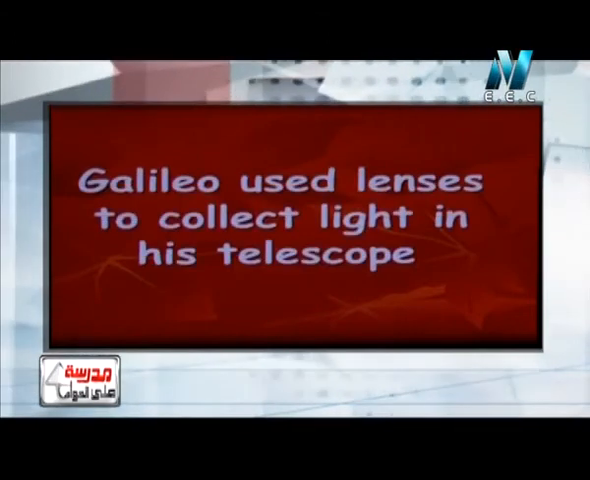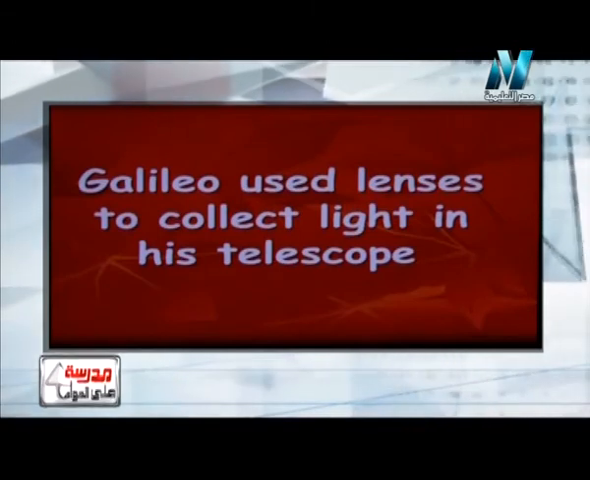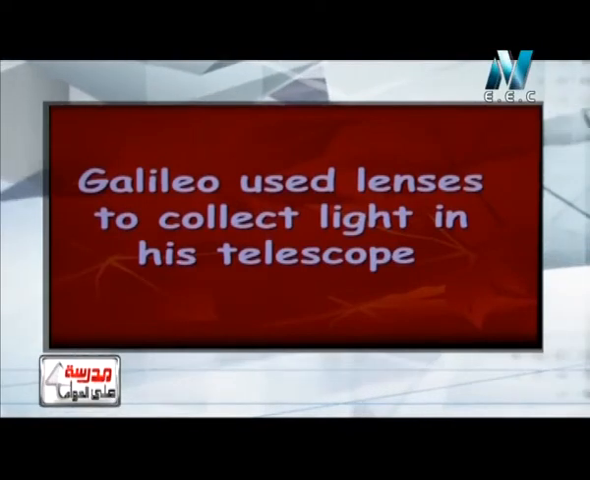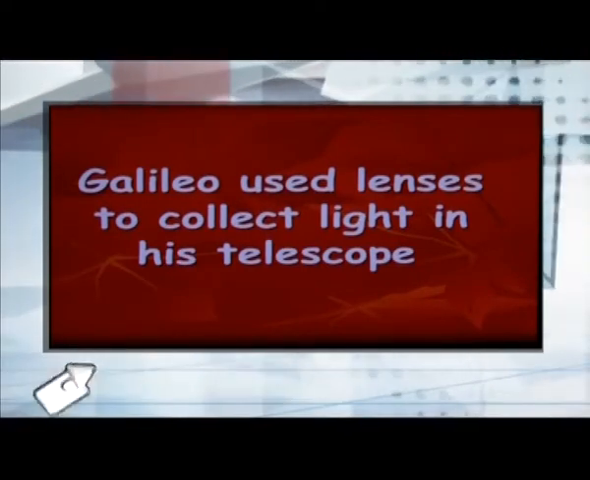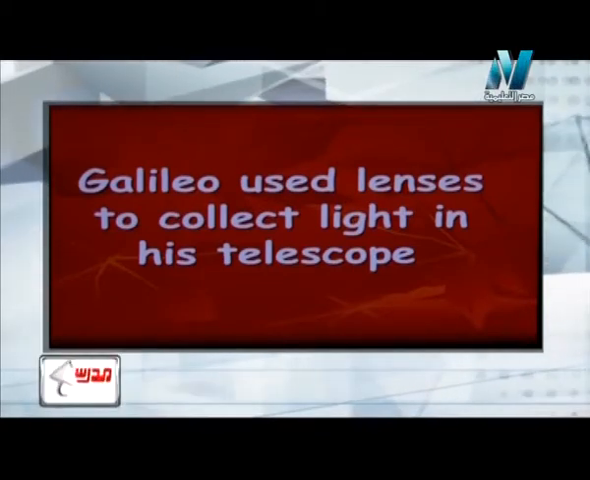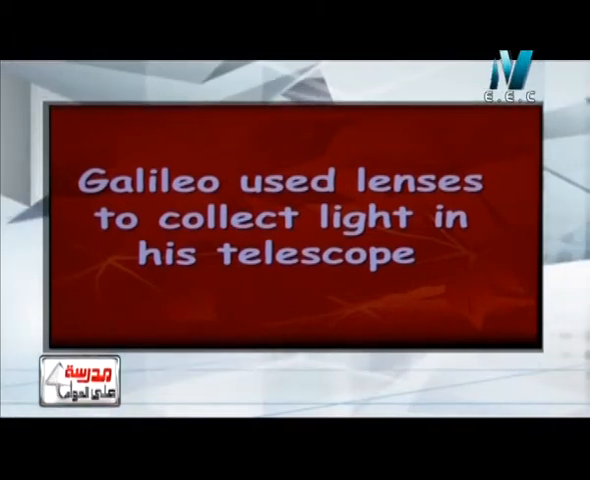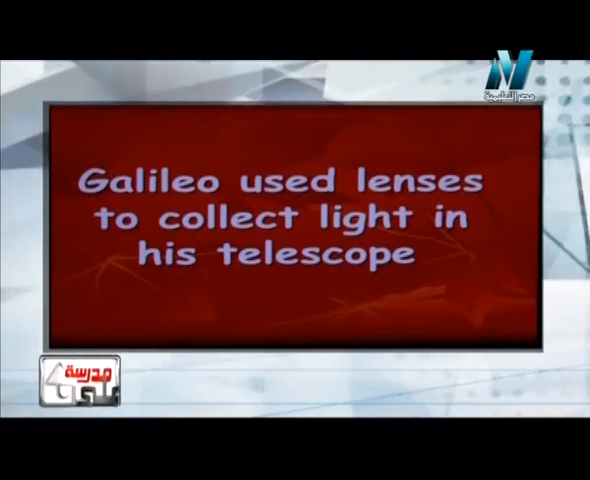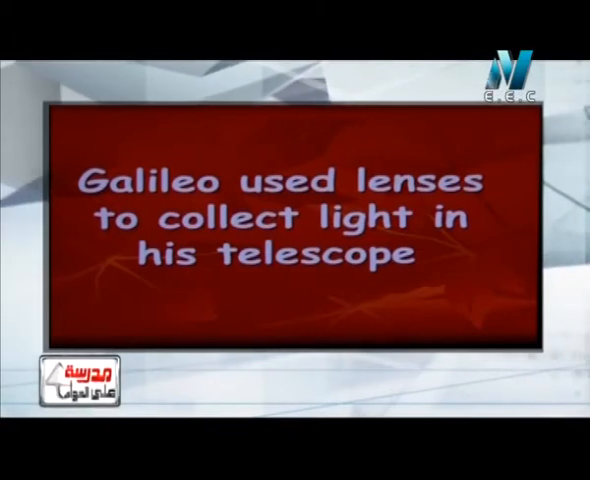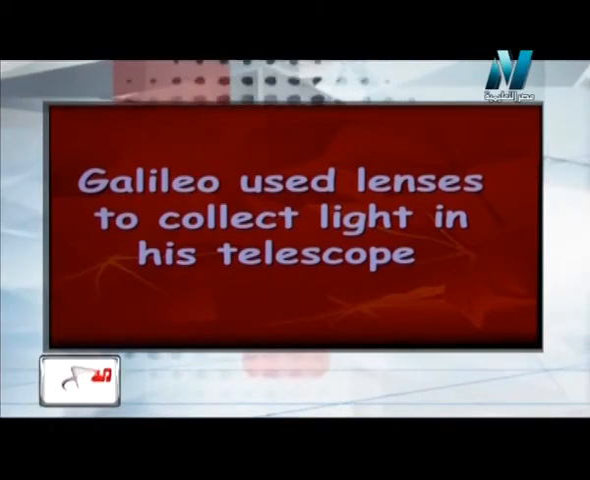So Galileo used what? Used lenses to collect light in his telescope. Again, Galileo used lenses, not mirrors. We must take care, this point can be found in correct questions or right and wrong questions. As I said, this lesson is very easy, very short, and also very full of important information. هو درس مليان فعلا بالمعلومات الصغيرة جدا لكن مهمة جدا. Galileo again used lenses to collect light in his telescope, not mirror. ناخد بالنا. Galileo استخدم lenses مش mirror.